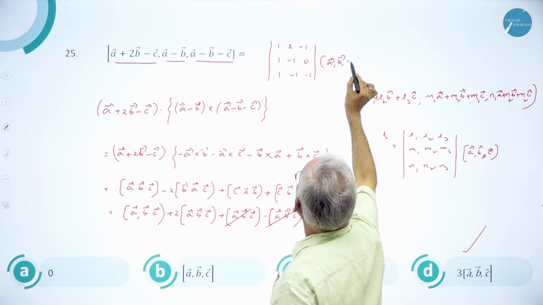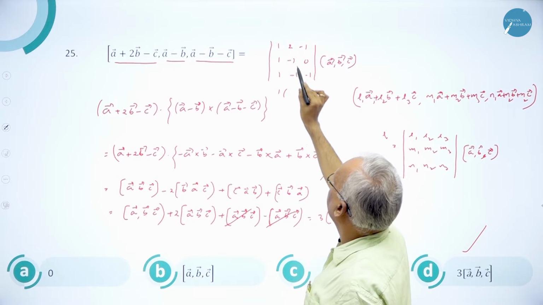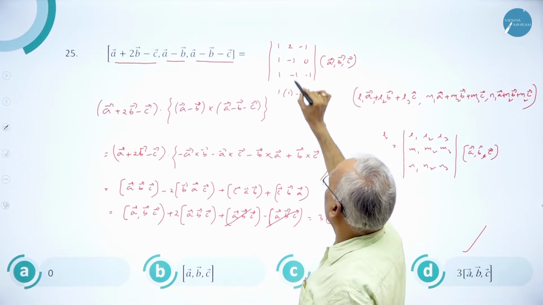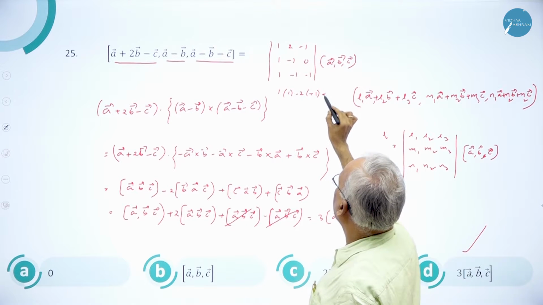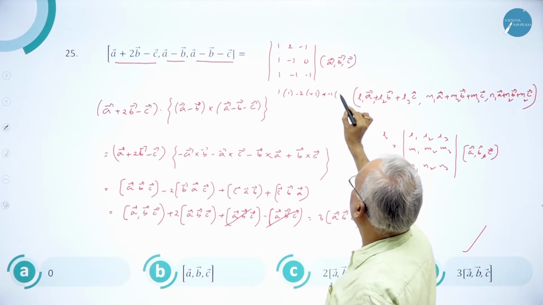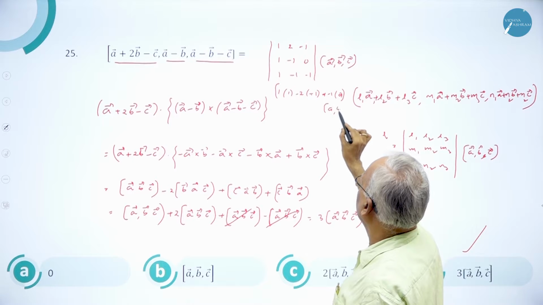So this is the answer. This is a very, very simple method. Now you expand this: 1 into 1 minus 0, minus 2 into, remove the row and column headed by that, minus 1 minus 0 is minus 1, and plus minus 1 into, remove the row and column headed by this, minus 1 plus 1, that is equal to 0. That whole thing into box ABC it is.